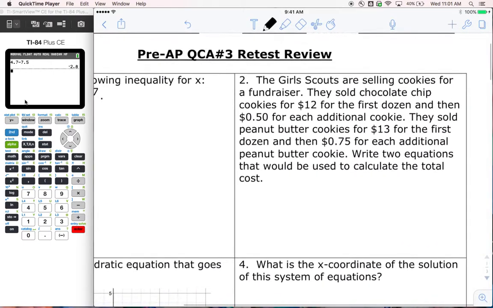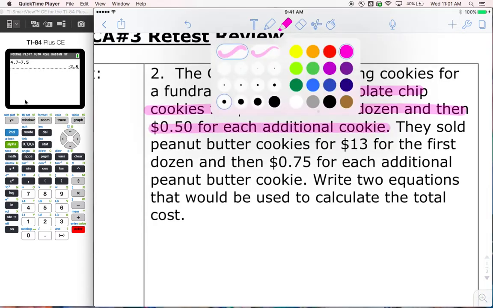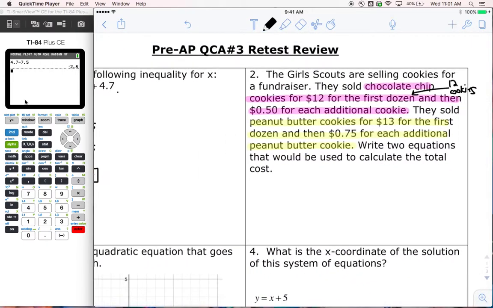All right, problem 2. We're talking about Girl Scouts. They are selling chocolate chip cookies for $12 for the first dozen and 50 cents for each additional cookie. They're also selling peanut butter cookies for $13 for the first dozen and 75 cents for each additional peanut butter cookie. Just a quick note, dozen means 12 cookies, just in case you didn't know. Let's write two equations to represent the cost. So I'm going to say C for cost. C equals, and let's just do the chocolate chip cookies first.